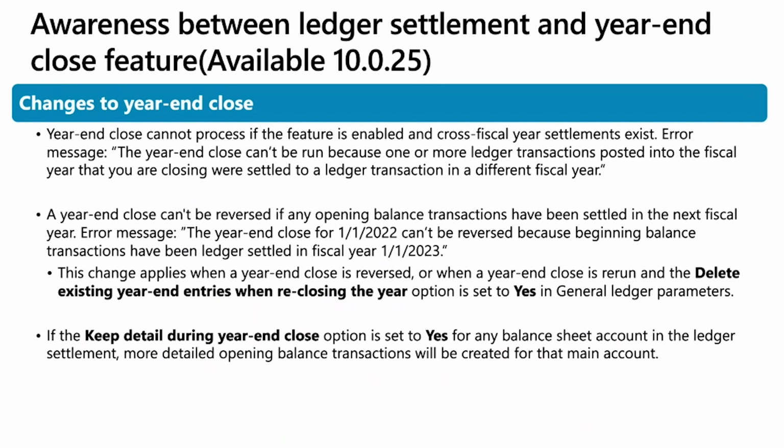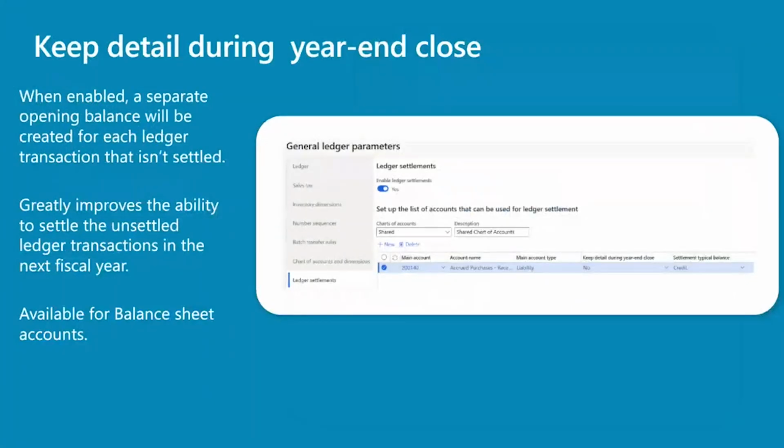Another thing to note is we have this option in the last bullet that I wanted to get into a little bit more detail with you. The option is called Keep Detail During Year-End Close. And of course, what this does, if this parameter is enabled, then balance sheet accounts will create opening balance transactions for each unsettled transaction. So thinking back to our pain points we discussed, that helps us to maintain that detailed transaction to settle against in the new year because we're only bringing the unsettled balances forward.